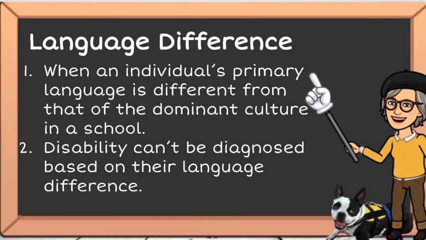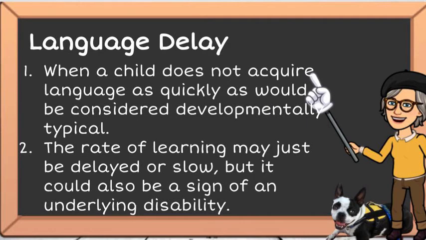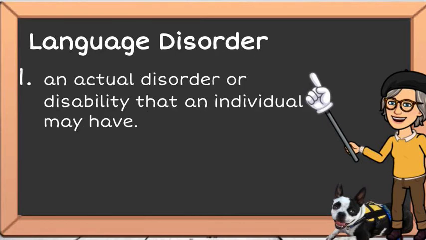We have language differences. So this is when someone's primary language is different than that of the dominant culture in a school. And then you have to remember that a disability can't be diagnosed based on a language difference. But someone can also have a language delay, and this is when a child doesn't acquire language as quickly as would be considered developmentally typical. Sometimes the rate of learning is just delayed or slow, but it could be a sign of an underlying disability. And then we have language disorders. This is when someone has an actual disorder or a disability relating to their language.